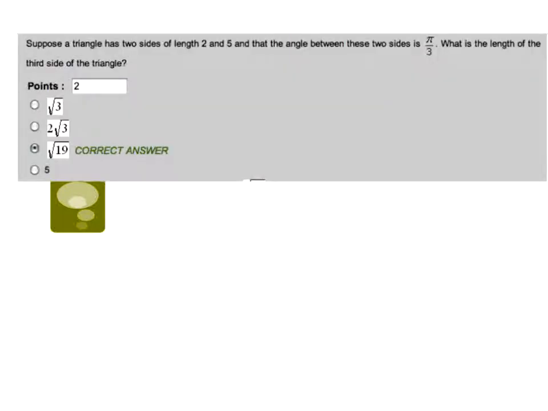So let's try this one. Suppose a triangle has two sides of length 2 and 5, and that the angle between these two sides is pi over 3. What's the length of the third side? I'm a visual learner, so let's draw a picture. It tells me that a triangle has two sides, one's a length 2, one's a length 5. And the angle between them is pi over 3. Can I get a smiley face if you are with me so far?